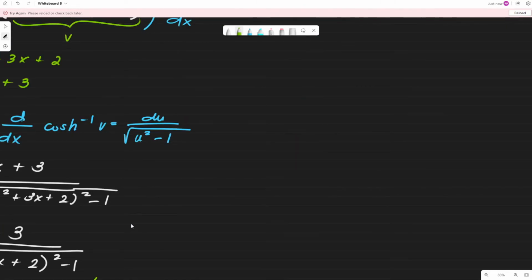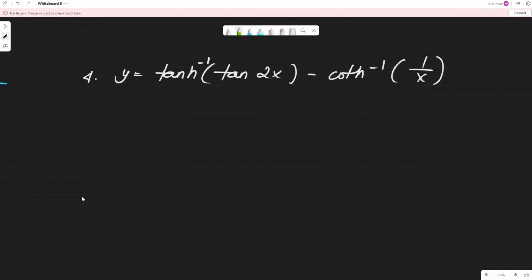Sorry, I forgot. We have number 4. No, so we have y is equal to arc hyperbolic tangent of tangent 2x. Okay, may magkasama, no? So, huwag kayong matakot sa ganyan. Then, minus arc hyperbolic cotangent of 1 over x. No? So, this is our u. No, huwag nyo kakalimutan. Itong buong to, yan ang ating u. Then, this one is v. No? Yung 1 over x.